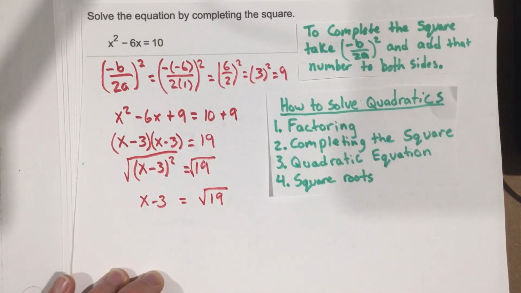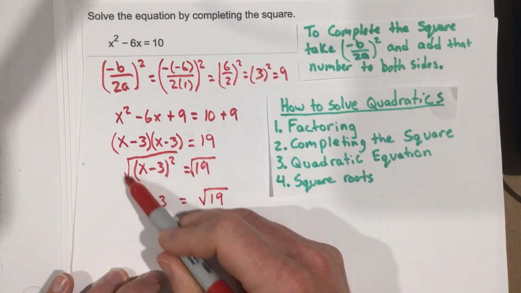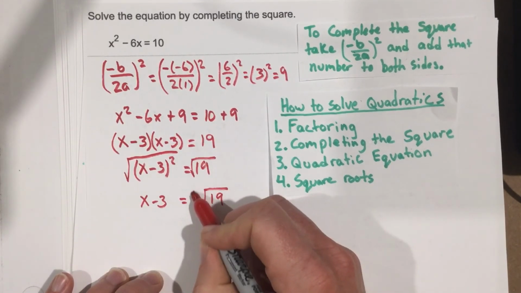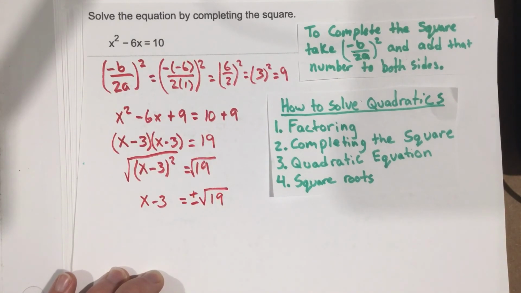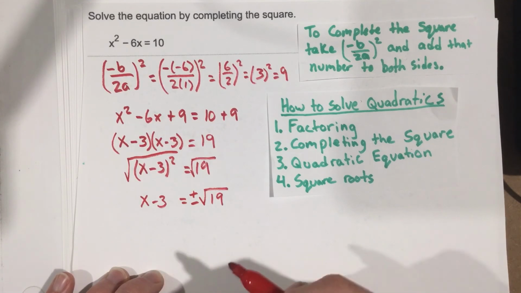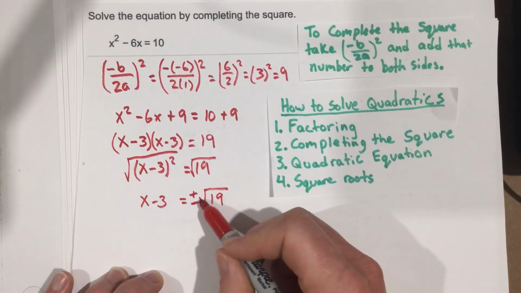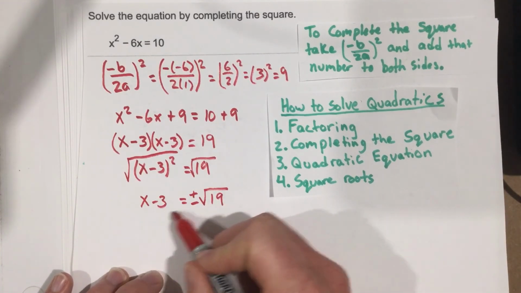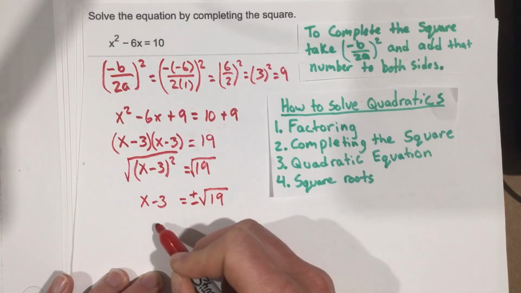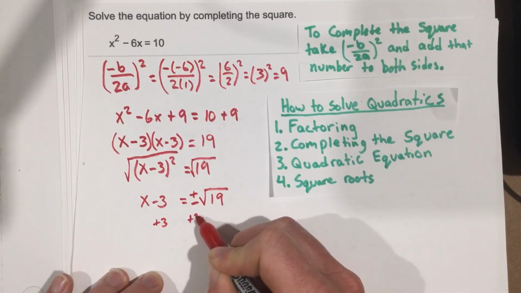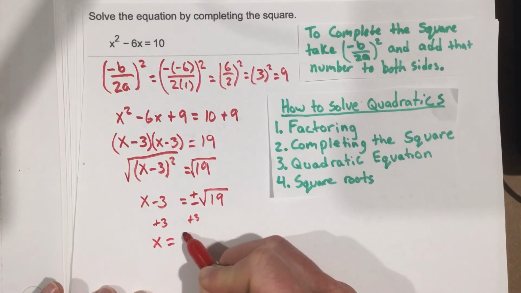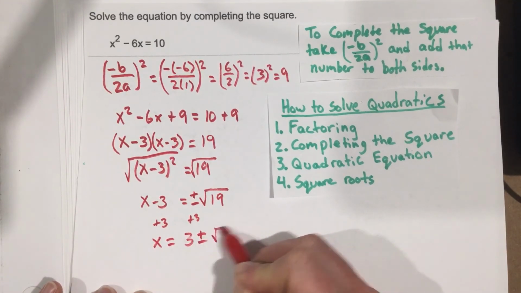Now, when you square root a square, you're always going to end up with plus and minus this number on the right side. Because remember with squaring, you can either square a positive number or square a negative number and get the same answer. So it's always plus and minus root 19 here. Then we add the 3 over, so add 3 to this side, and we end up with x equals 3 plus and minus root 19.